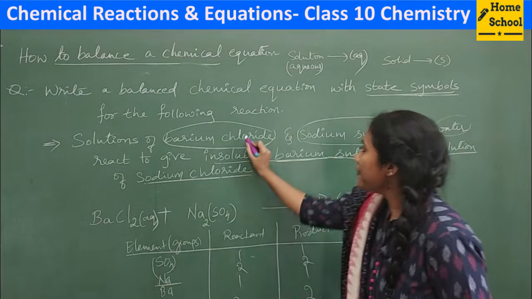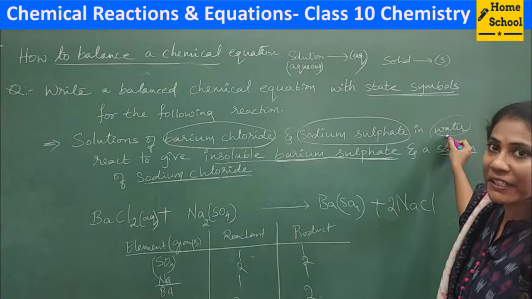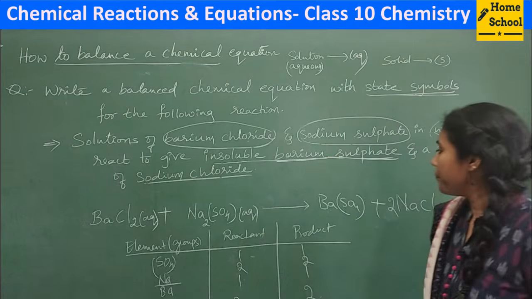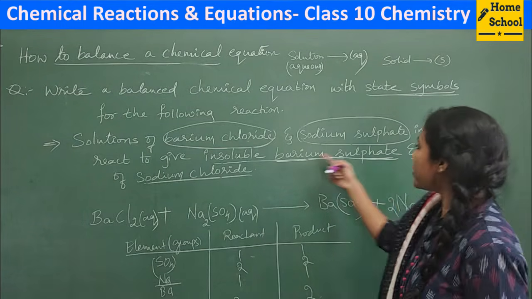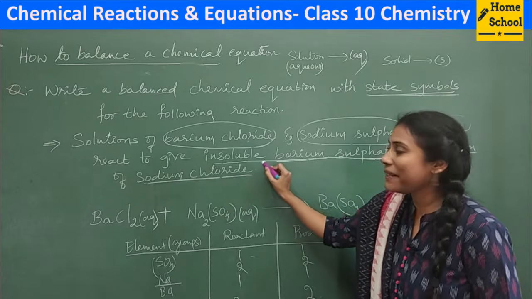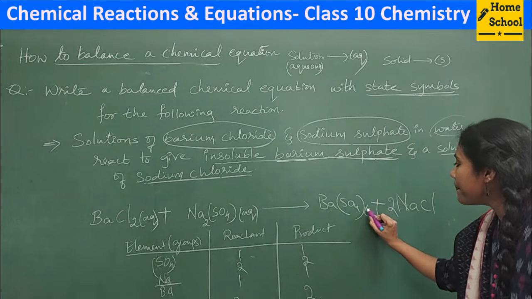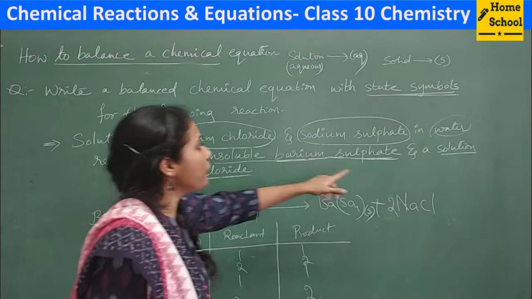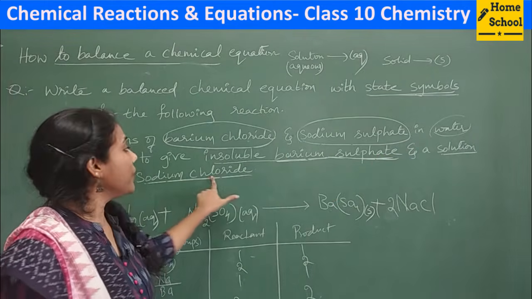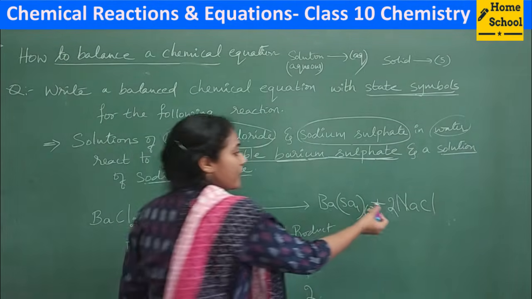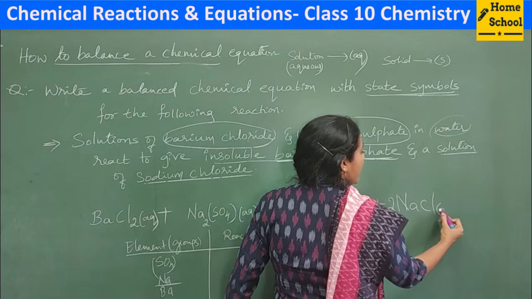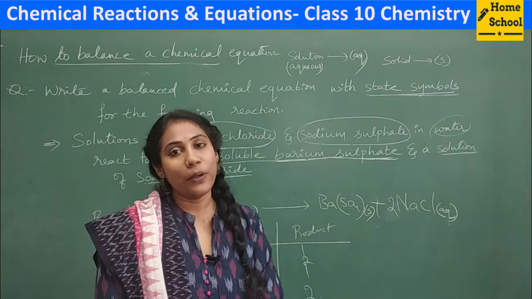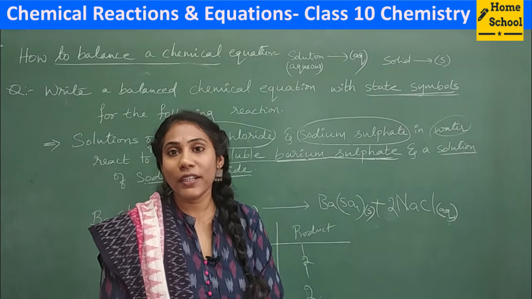And here sodium sulfate is also in solution form. They made it with water. So here also you have to use the symbol AQ. And now barium sulfate is in which state? Insoluble. Insoluble means a solid state. So what is the symbol you will use? S. And what about NaCl? Is it in solution form? Yes, a solution of sodium chloride is formed, they said. So after NaCl, what is the symbol you will put? Here also AQ. If something is in solution form, AQ you have to put. Not liquid. AQ.